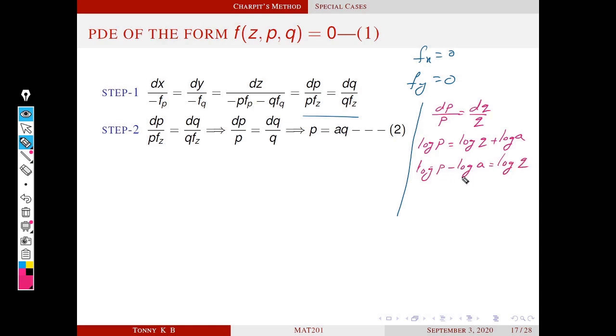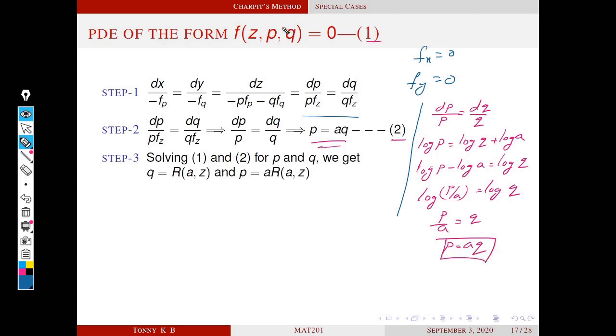This is log p minus log a, so log p by a. We can cancel log on both sides, so p equal to aq. Clear? That's why p is equal to aq. This is our equation number 2. This is our equation number 1.